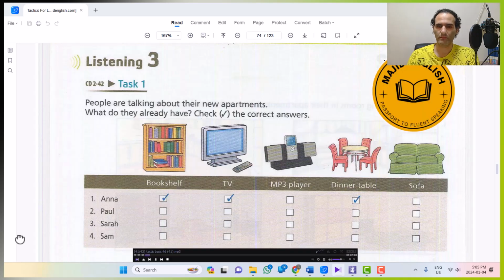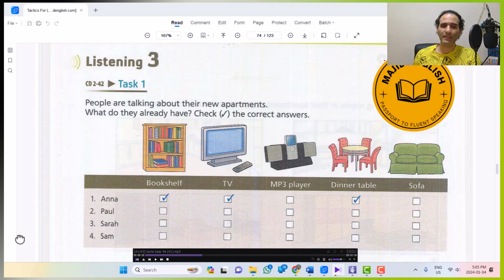Page 64. Track 42. Listening 3. 1. The bookshelf looks really good in the living room, and the TV is just fine. When I find an MP3 player, I'm going to put it in the bookshelf. I don't have an MP3 player now because I want to find a cheap one. I'm going to check out the sales next week. I have a dinner table, but I still need a sofa. Now I have to sit at the dinner table to watch TV. My living room is small, so I want a small sofa.